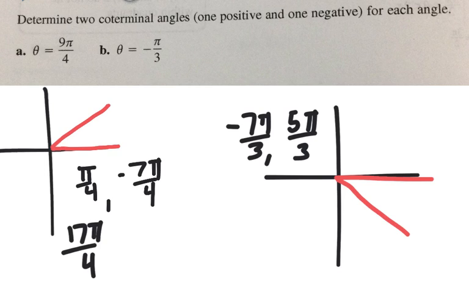And then same thing here. This is a little bit easier though. This is where you draw it. If you subtract 2 pi, you get negative 7 pi over 3. If you add 2 pi, you get positive 5 pi over 3.